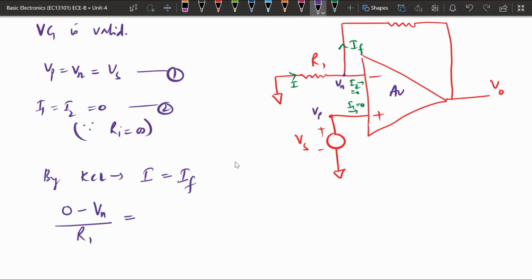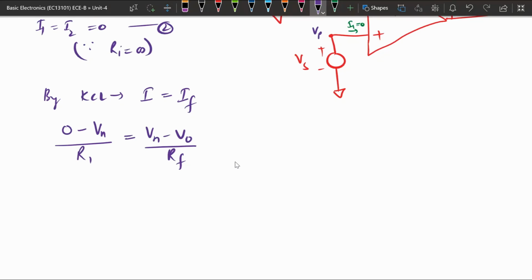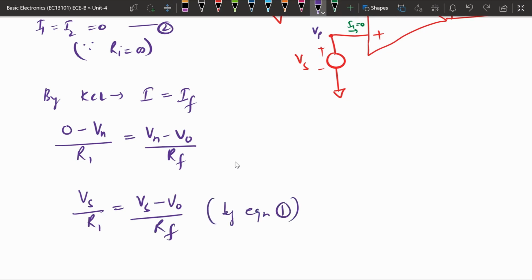This is equal to IF, which goes from here to here. Here this is at high and this is at low, so the current is Vn minus V0 divided by Rf. But we know Vn is equal to Vp, which is equal to Vs. So putting in the value, Vs by R1 is equal to (Vs minus V0) divided by Rf. This is equation 1.